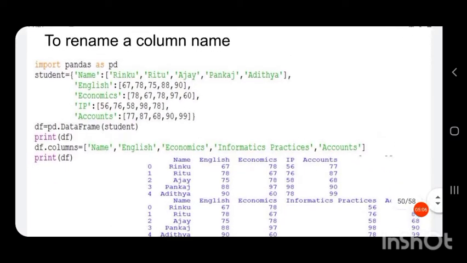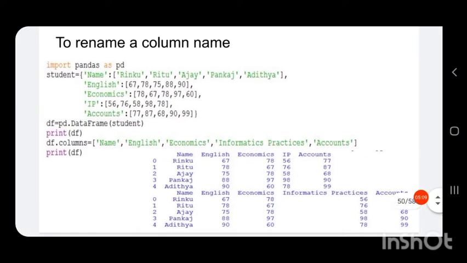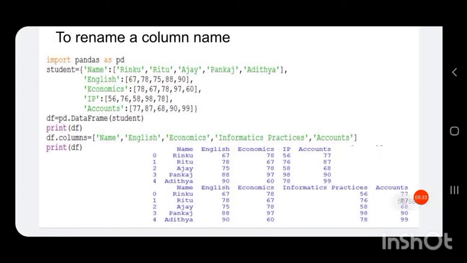Then the accounts also, there is no change. So to rename a column, write the column names. First write df.columns equal to, in square brackets write the names of the columns. Then they should be in the correct position. Name should be in the first position, then the next column, and so on. The column which you want to rename should be given the new name in that list.